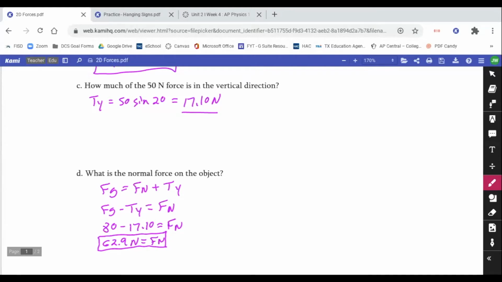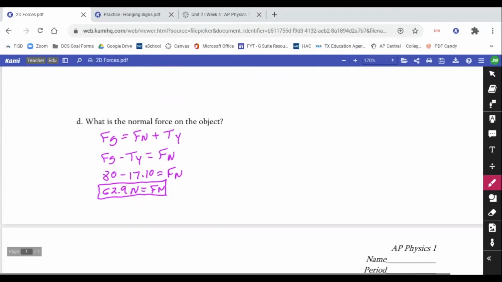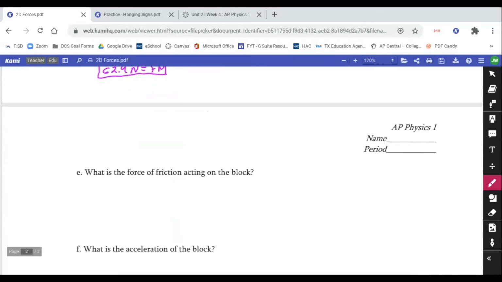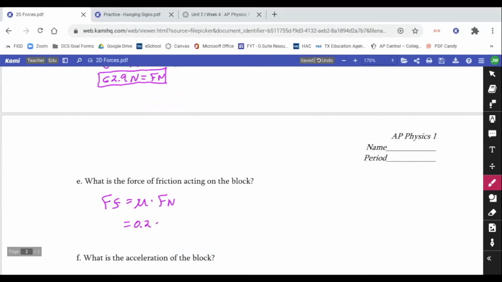I bet you can probably guess, if I just got force normal, what do you think I'm going to calculate next? Just a big guess. Friction. Yeah, friction. We remember friction is fun. I mean, not really fun, but hey, friction, force of friction is equal to the coefficient times the force normal. We said the coefficient, if I remember correctly, was 0.2 times the force normal that we just calculated, 62.9 newtons. You guys have to keep me straight.